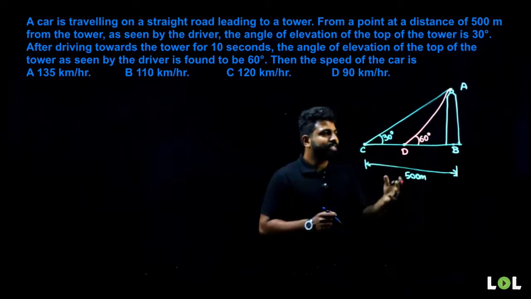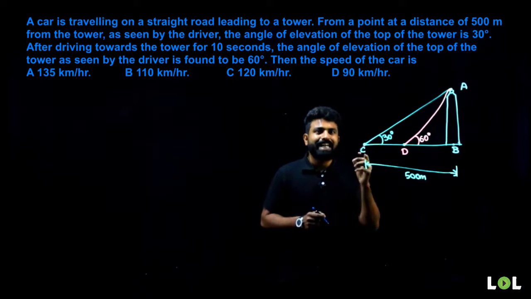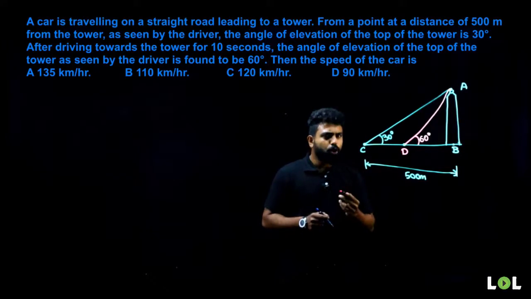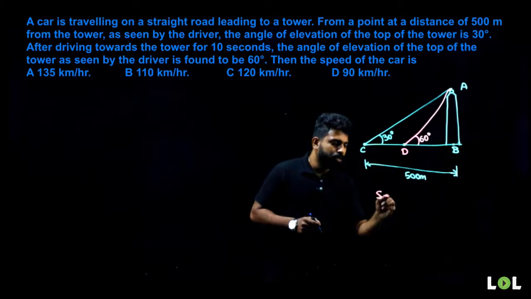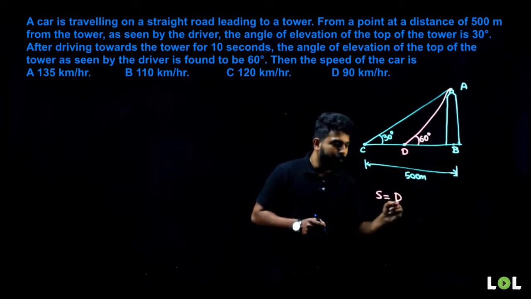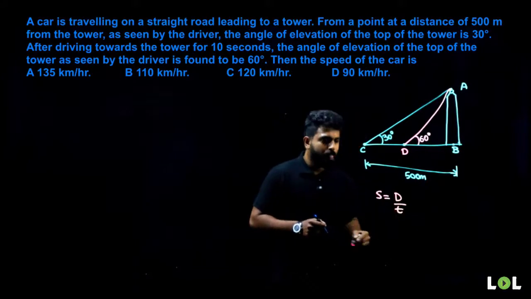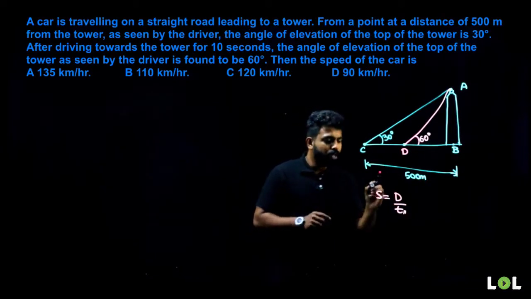Now what are they asking? They're asking us to find the speed of the car. This is slightly a twisted question. Students might think that it is difficult, but then it is very easy, people. What do we need to find? We need to find the speed of the car, that is S. What is the formula for speed? Speed is equal to distance traveled by time taken. Now we know the time here. We don't know the speed. That is what we need to find out.